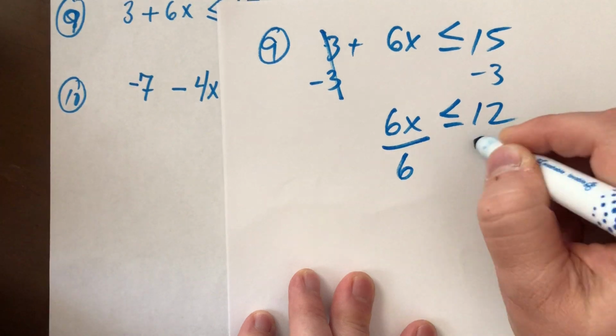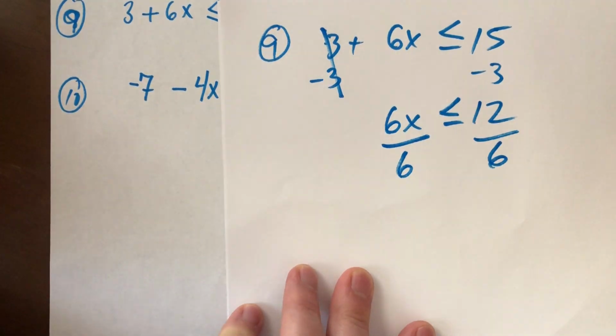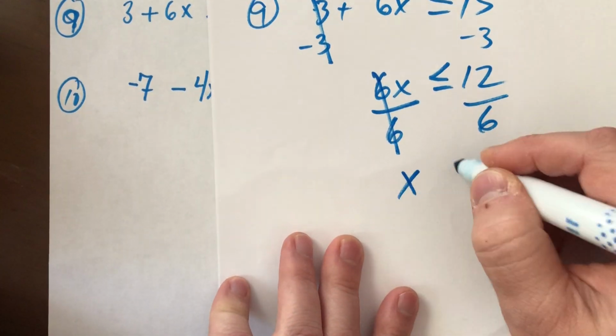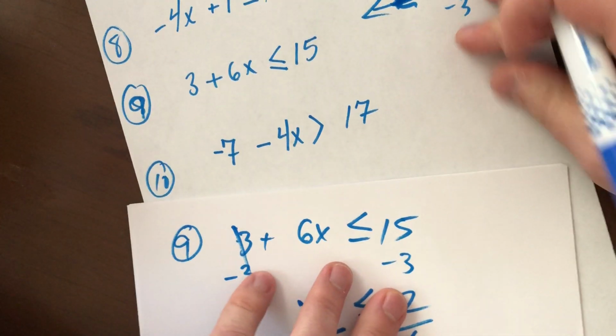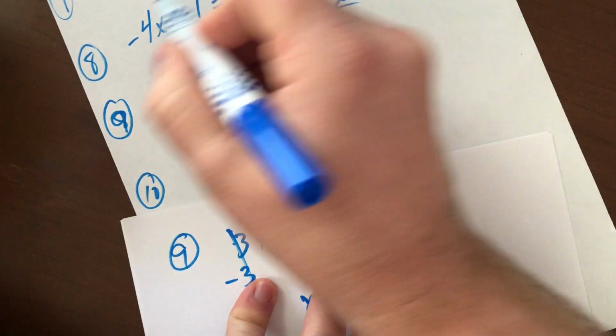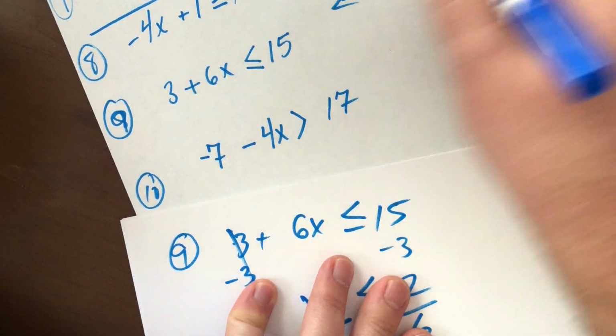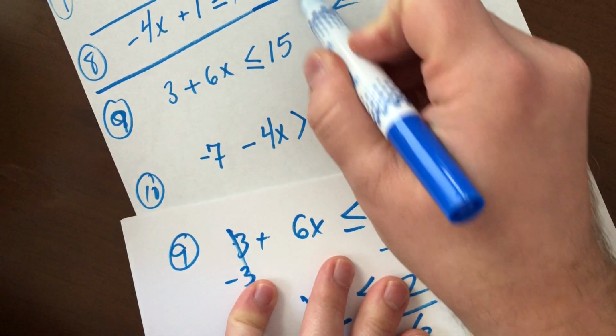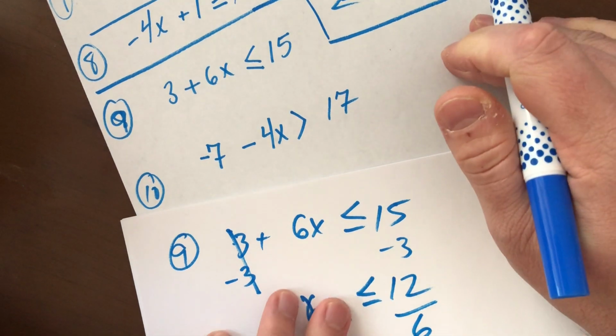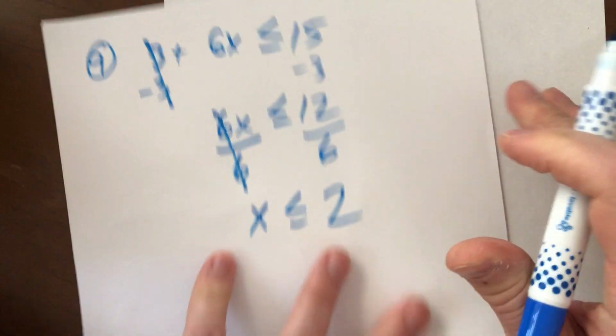Divide both sides by 6. Is that a negative? No, it's not a negative. So it's gone. We get x less than or equal to 2. Done. It's almost like there's a pattern to these. It's like you always do the pluses or minuses first. And then you divide.